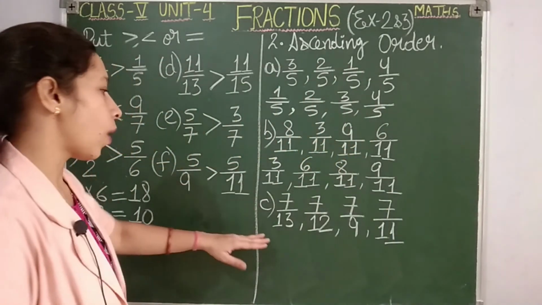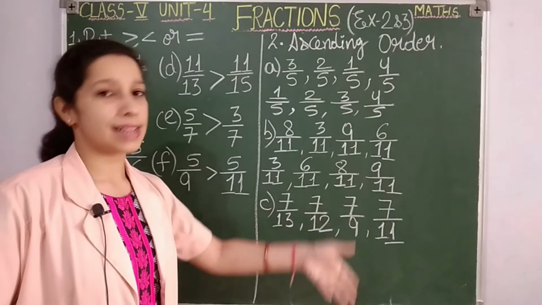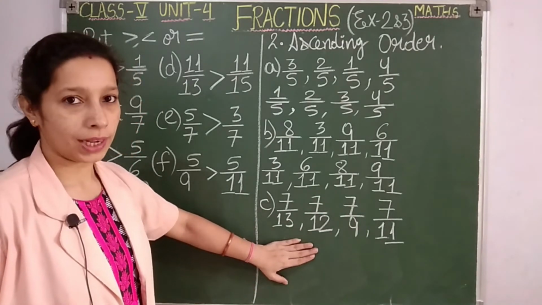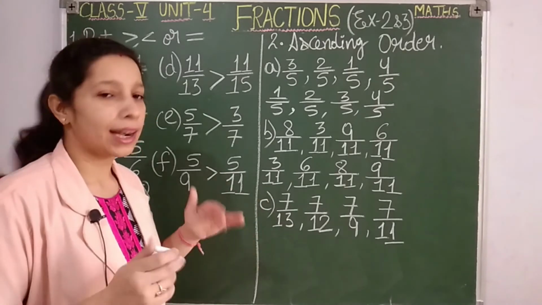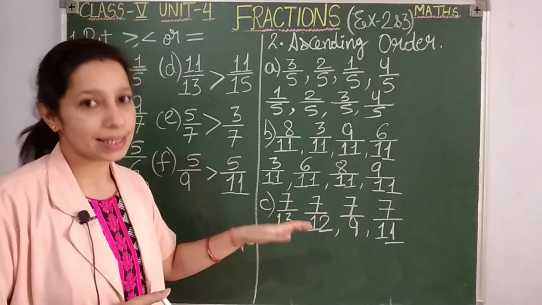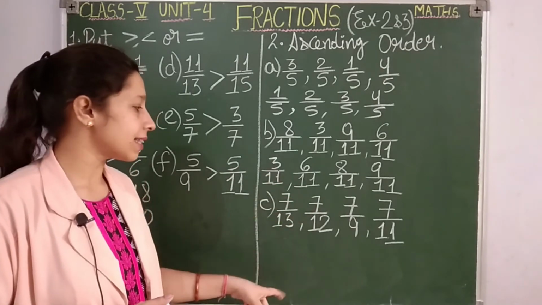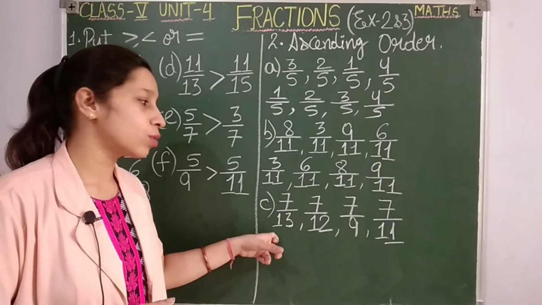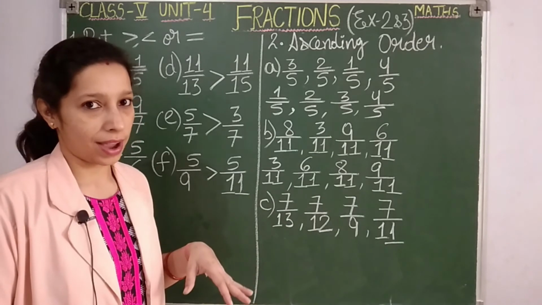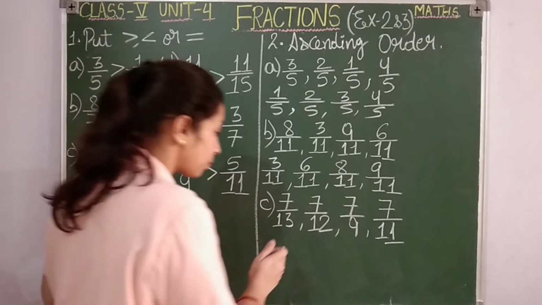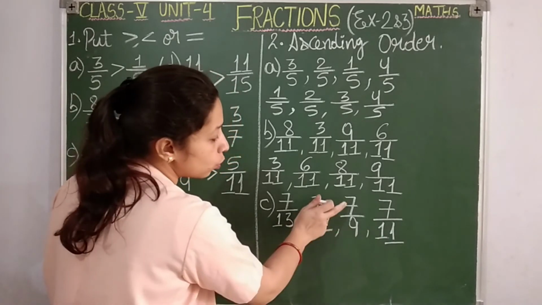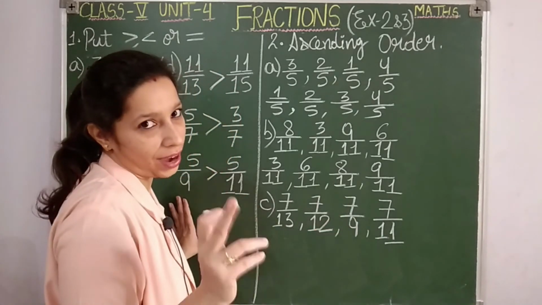Okay students, point number C. Here the numerators are same. Then you have to arrange in ascending order by using the denominators. Just like in question number 1 I told you, when the numerators are same and you have to compare the fractions using denominator, then the smallest denominator will be the greatest fraction. So here the smallest denominator is 9. So students, 7 by 9 is my greatest fraction.